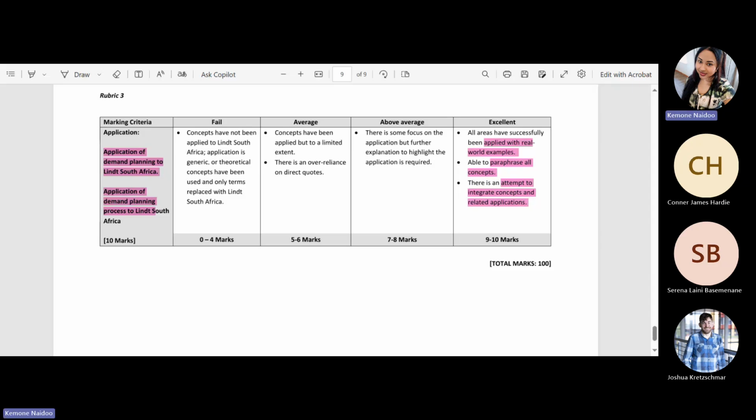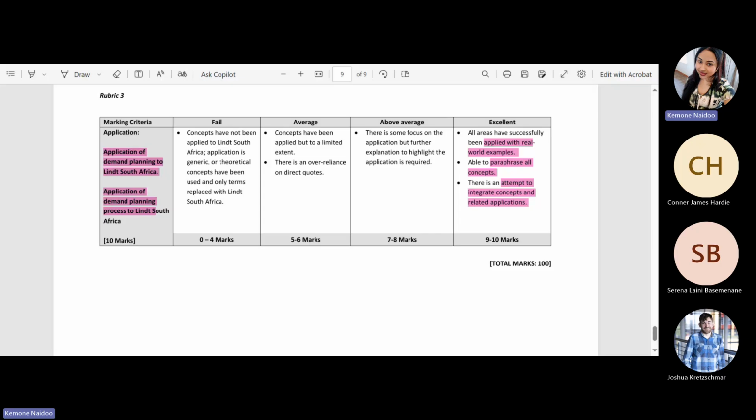So here we are looking for application that is relevant. Like I said, you want to make sure that the application that you use does apply to Lent. It's very, very specific about Lent and also South Africa. So even if you're doing additional research, ensure that it is South African and not a different Lent overseas or something.